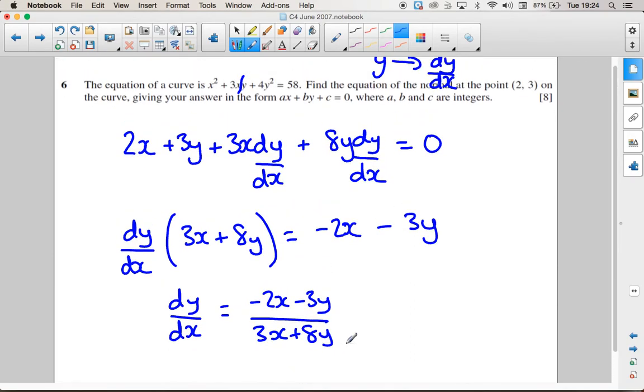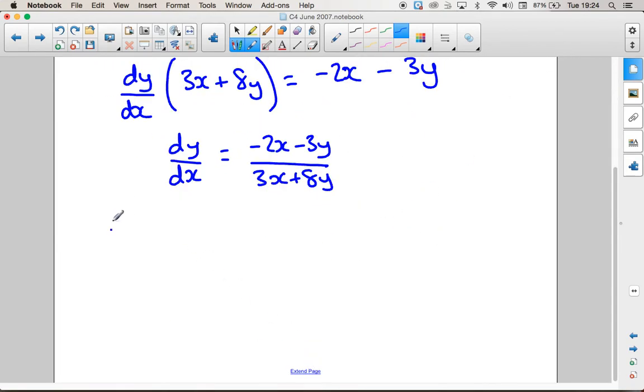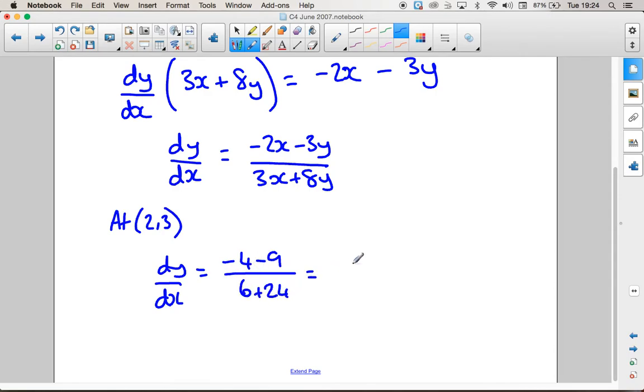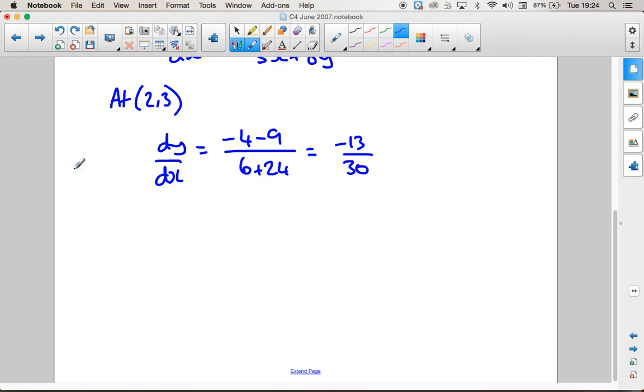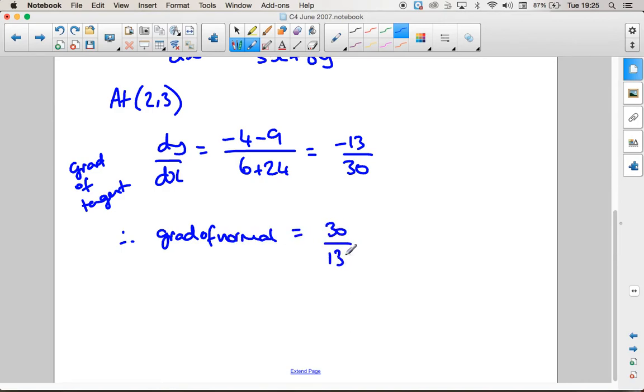Now we want to find the gradient of the tangent at this point 2, 3. So at 2, 3, dy by dx, the gradient of the tangent, is going to be minus 4 minus 9 over 6 plus 24. So that's minus 13 over 30. And that's the gradient of the tangent. Therefore, the gradient of the normal is going to be positive 30 over 13.